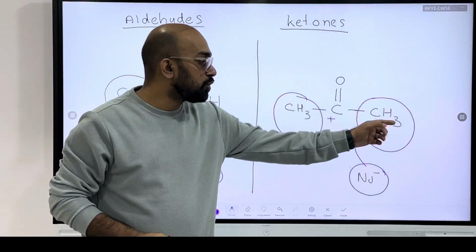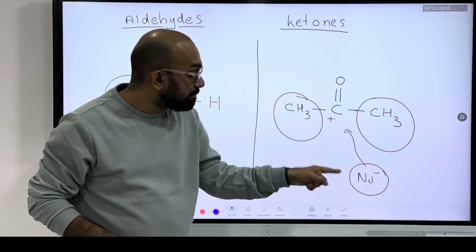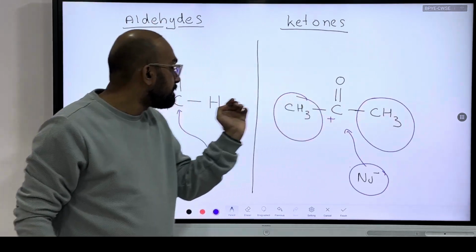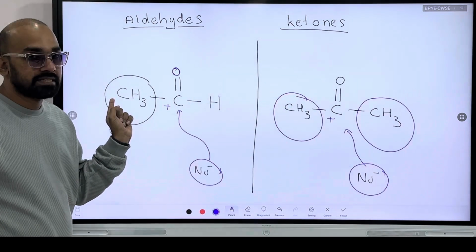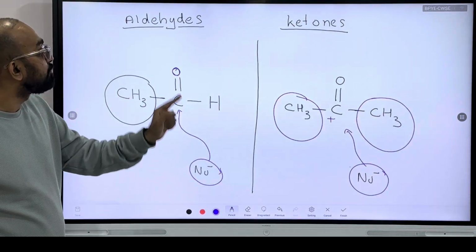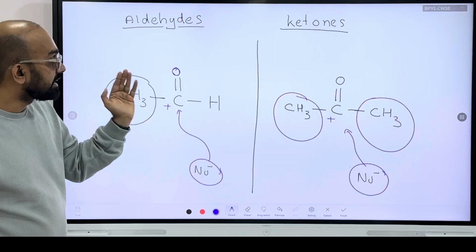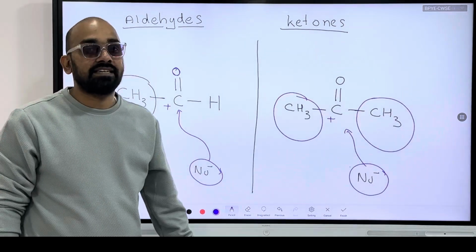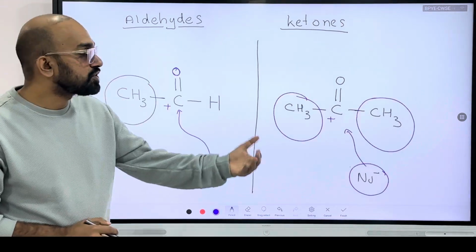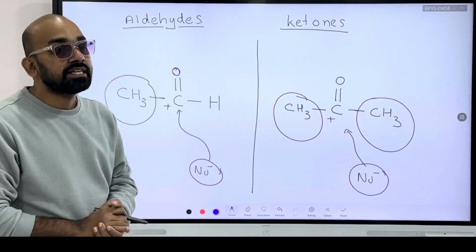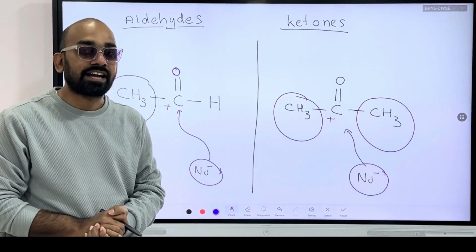Here two bulky groups will definitely block the path of nucleophile to approach the carbon carrying positive charge. But here only one such bulky group is there. So approaching is comparatively easy for aldehyde, right? In the case of aldehyde, the approach of nucleophile is comparatively easy. Hope you understand. So due to steric reason also, aldehyde is more reactive than ketone towards nucleophilic addition reaction.